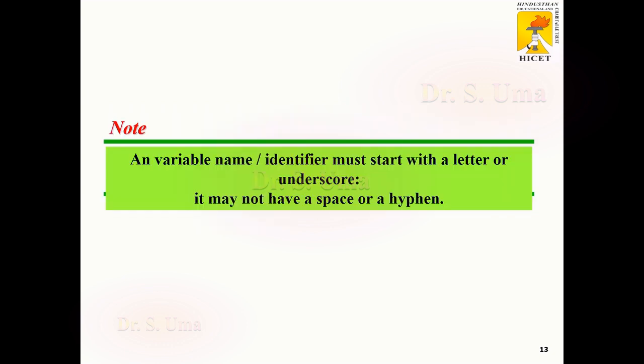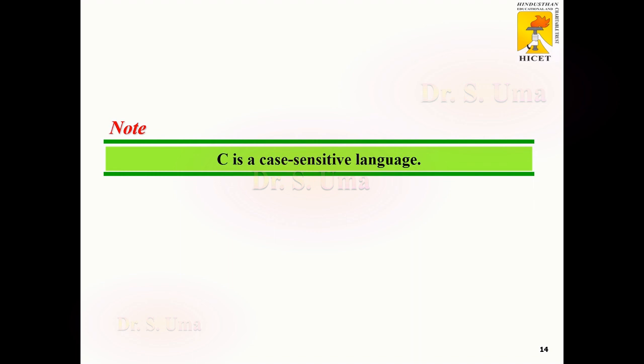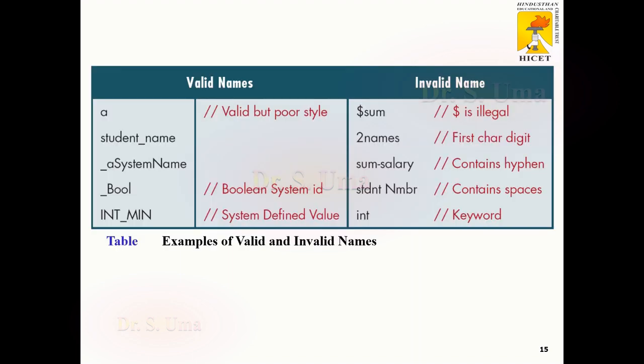We have to note that a variable name or an identifier must start with a letter or an underscore. It cannot have any embedded blank spaces or a hyphen or any other special symbols. C is a case-sensitive programming language. So these are certain examples of valid and invalid variable names or identifier names.